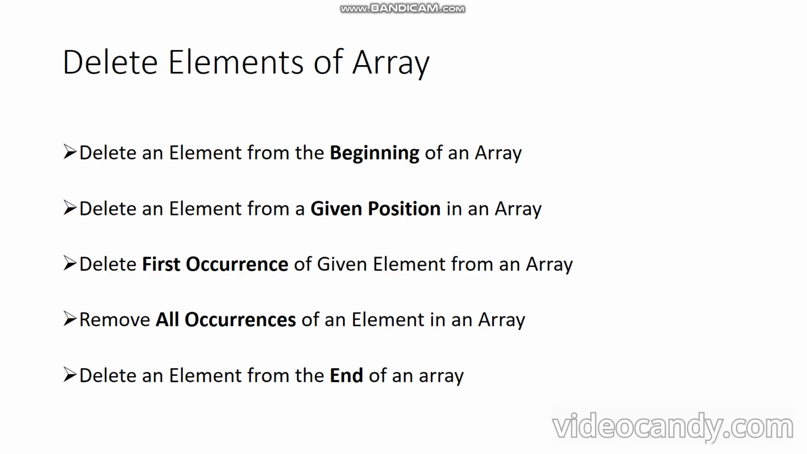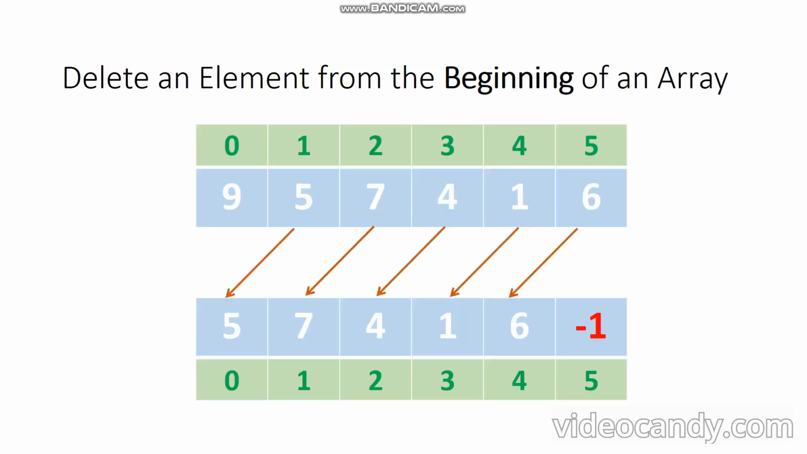Again here we are having 4 to 5 options. That is, if I want to delete the element from the beginning, then from the given position, or the first occurrence, or if I want to remove all the occurrences of an element in an array, and deleting the element from the end. So here we are just going to see only 3 options. Deleting the first occurrence and removing all occurrences will be seen later programmatically, because in a diagram it won't be that easy to explain. So we'll directly see a special video on this. Let's first of all see the basic one.